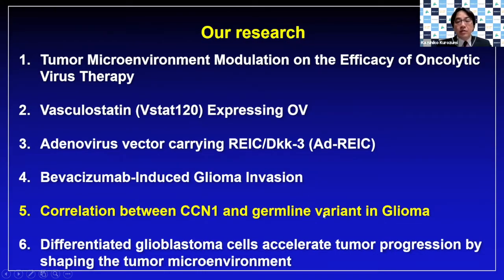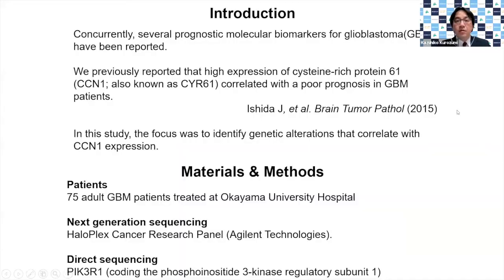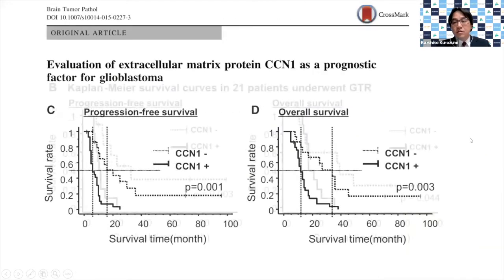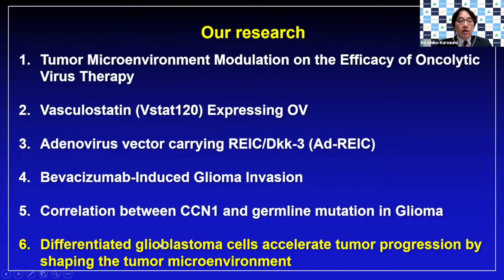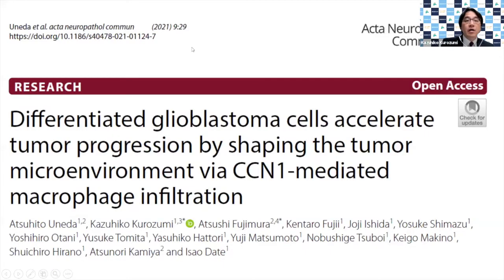Other work, I have no time for this one, so I'll skip to number 5. This is also very interesting, but I'll skip this one. I'll show the final one. Differentiated glioma cells accelerate tumor progression by shaping the tumor microenvironment. This is a very new paper, published this year, and very interesting.